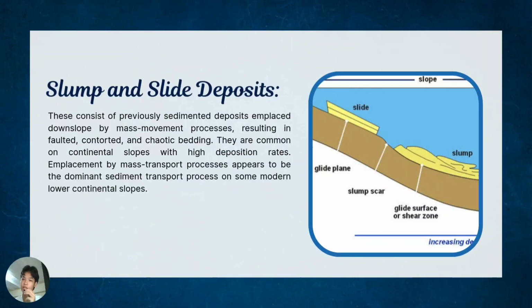Slump and slide deposits are the result of mass transport processes where semi-consolidated sediment fails and moves downslope as a coherent mass. These deposits are defined by their internal deformation, featuring structures such as contorted bedding, faults, and a general chaotic fabric. They are common on slopes where sedimentation rates are high and slope stability is low.